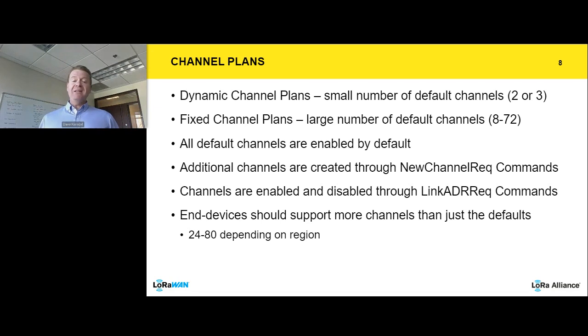And finally, end devices should support more than just the bare minimum of channels. In some of the regional plans, historically, they've been looked at as maybe an 8-channel region or a 16-channel region. But with this ability to add new channels, it really is very valuable for the device to support more than that minimum. So typically going forward, we're recommending somewhere between 24 and 80, depending upon the region. And that's documented in the regional parameters specification.